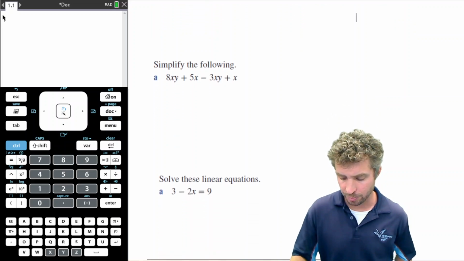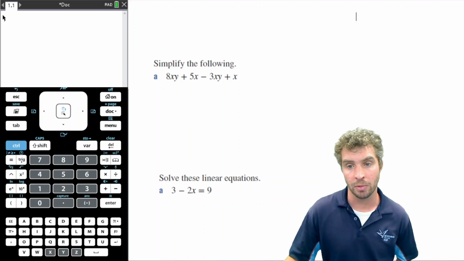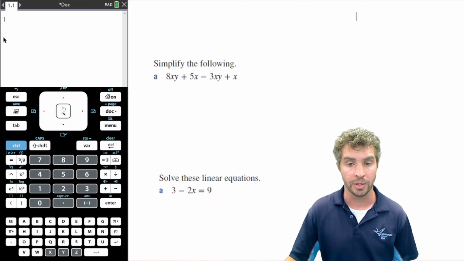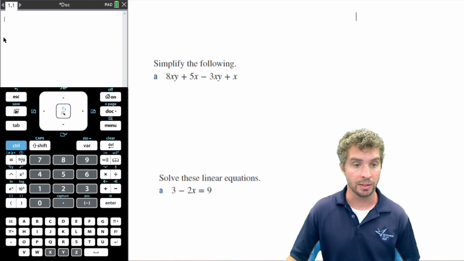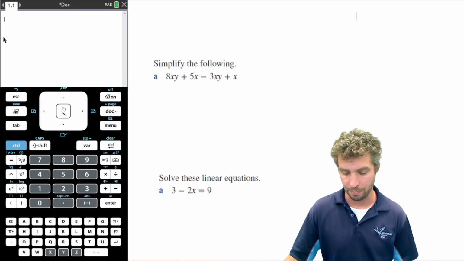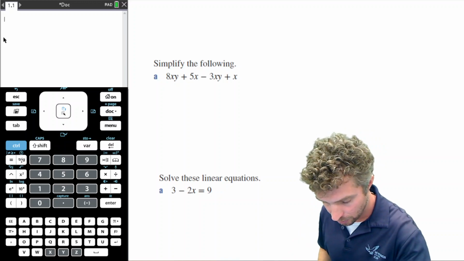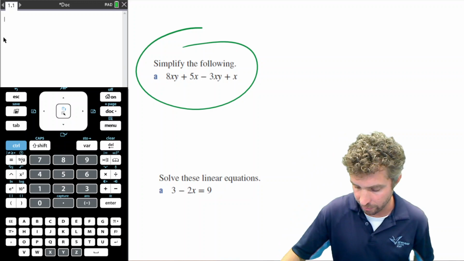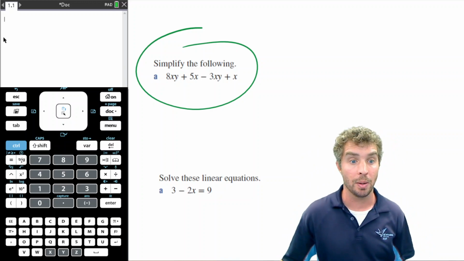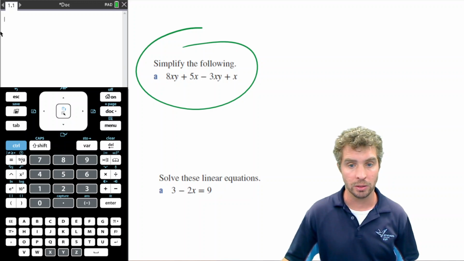So simplifying expressions is one of the most straightforward things to do on the CAS calculator. We literally just want to plug this equation that we can see in the problem, 8xy plus 5x minus 3xy plus x, straight into our calculator. So we start with the 8 and then the x.